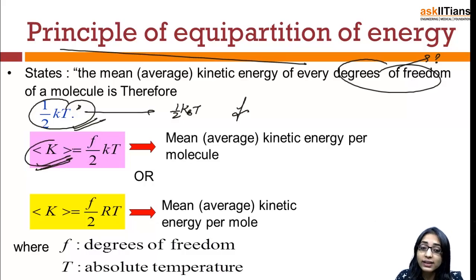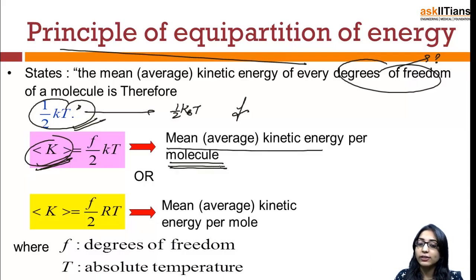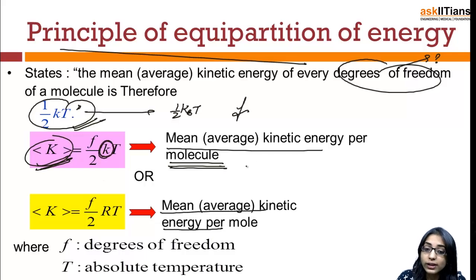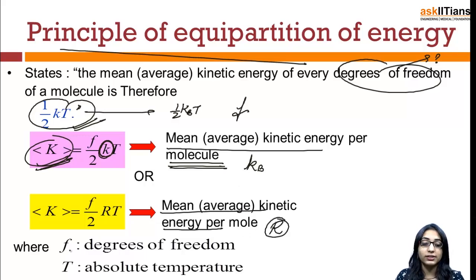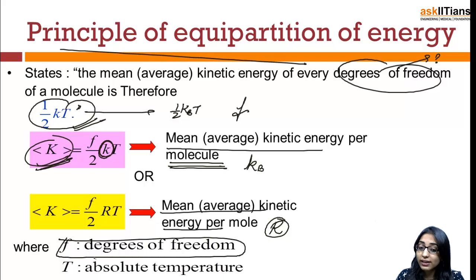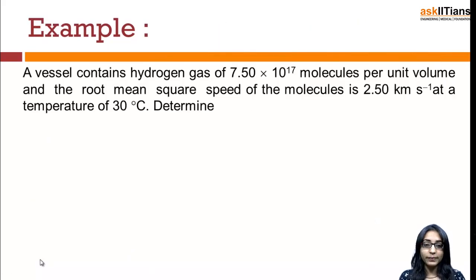So I have written it as average kinetic energy. Or I can also call it mean or average kinetic energy per molecule. See, here also, if I say this is mean or average kinetic energy per mole, then if you are talking about per molecule, you need to take into account the Boltzmann constant. However, if you are talking in terms of per mole, you need to take into account the universal gas constant. So F is known as the degree of freedom and T here is known as the absolute temperature.